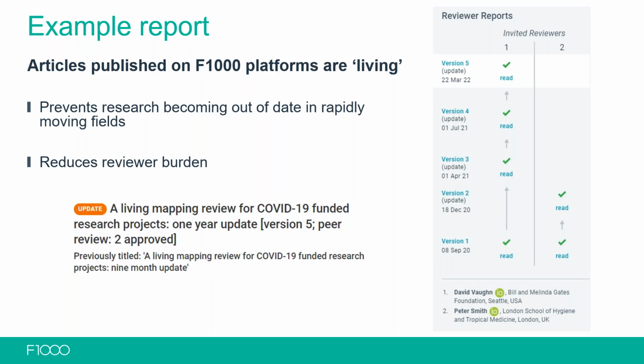A benefit of our version system is it allows for innovative article types, such as the living systematic review in this example. A living systematic review is a systematic review which is continually updated as new evidence becomes available. So in this example, this article is updated quarterly. When this article was first published in September 2020, it included 2,000 projects. But the latest version, which was just last month, had over 12,000 projects included.